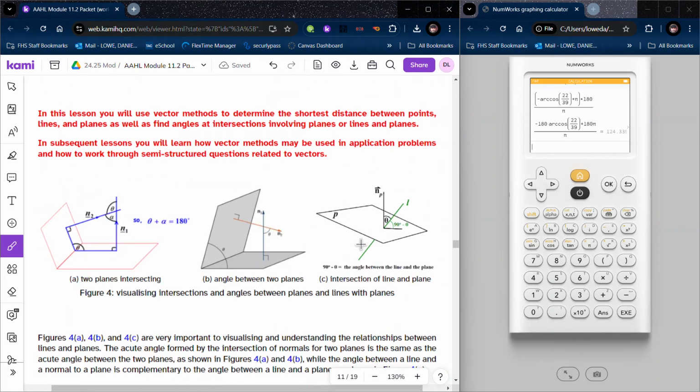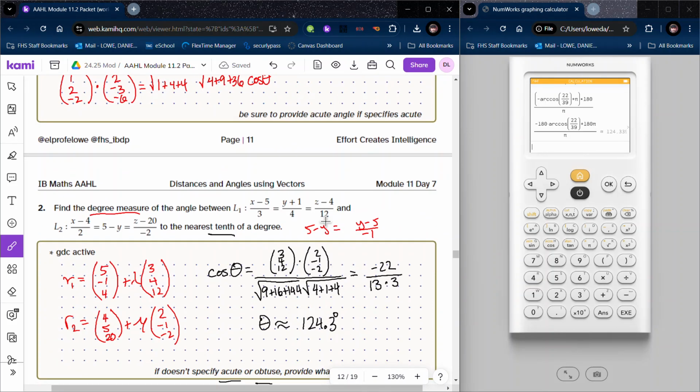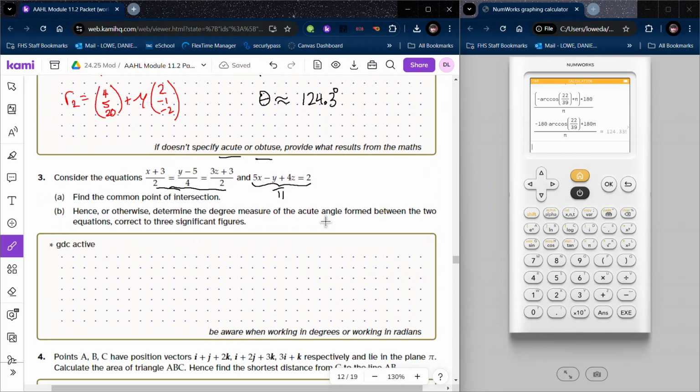Let's come back up here. If we have a line intersecting with a plane, the angle between the line and the normal vector is going to be complementary to the angle between the line and the plane. That's all we need to remember, that there's going to be that complementary relationship. So let's do that work. First we want to find the common point of intersection.